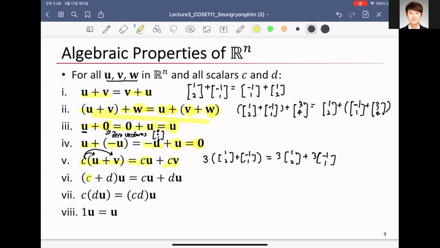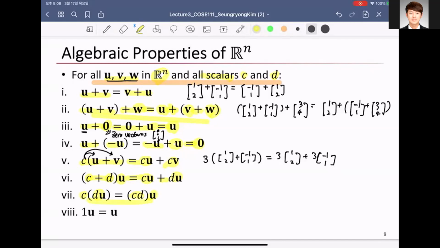Similarly, (c + d)u is equal to cu + du. By the way, c and d are scalar values, and u, v, w are vectors in R^n space. Okay? You need to know this. And c(du) is equal to (cd)u. Very easy.